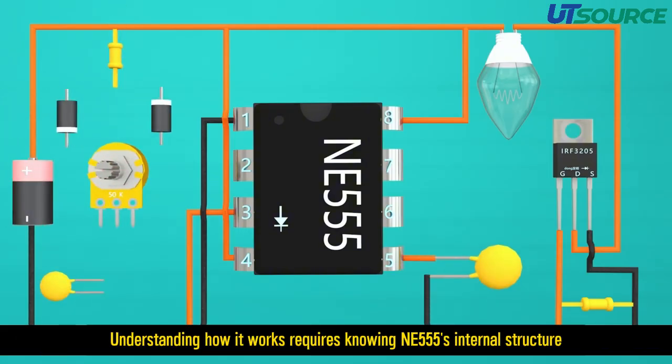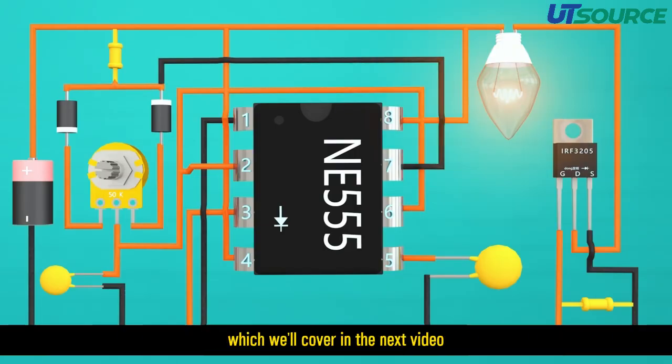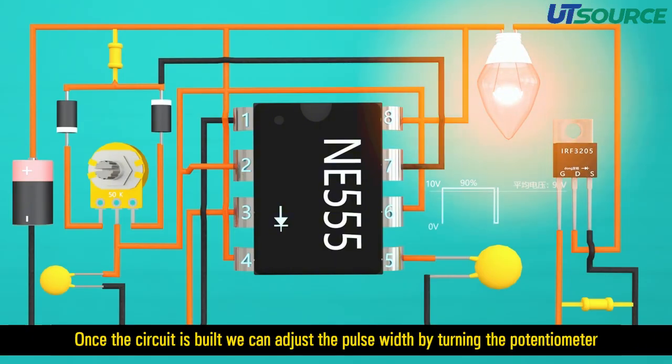Understanding how it works requires knowing MI555E's internal structure, which we'll cover in the next video. For this video, focus on understanding how PWM works. Once the circuit is built, we can adjust the pulse width by turning the potentiometer.